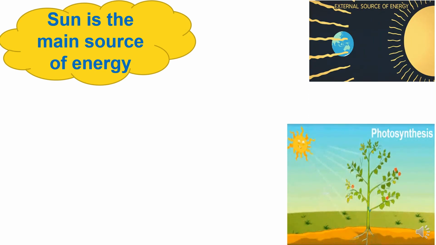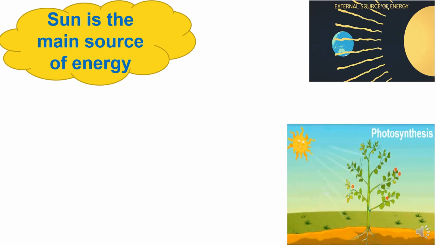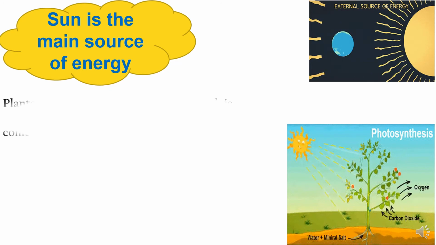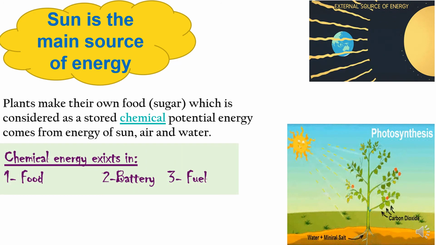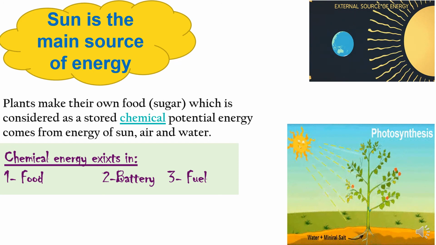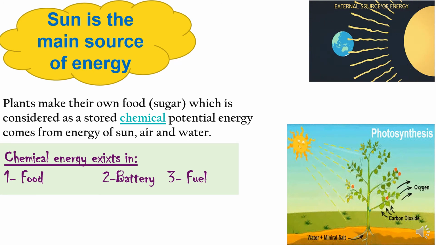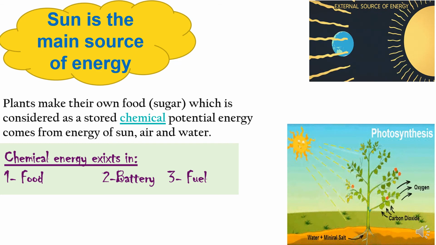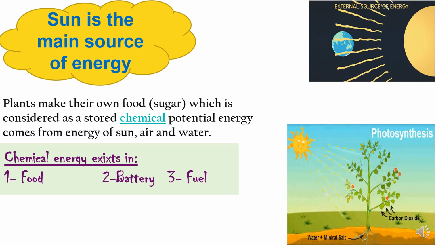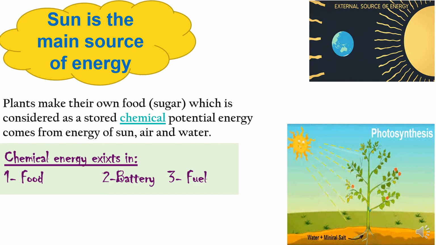The sun is the main source of energy. Do you know why? Excellent. You can get all the types of energies from the solar energy. Plants make their own food by the photosynthesis process, as they take the light energy from the sun and convert it to chemical energy. The chemical energy stored in the plant comes from the energy of the sun, air, and water.